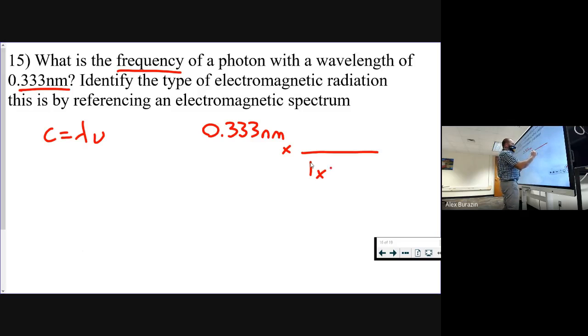There are 1 times 10 to the 9th nanometers in 1 meter. So when I do this, I'm going to shift my decimal 9 places. Times 10 to the negative 10. Okay, 3.33 times 10 to the negative 10 meters. So now I'm going to set up my equation.